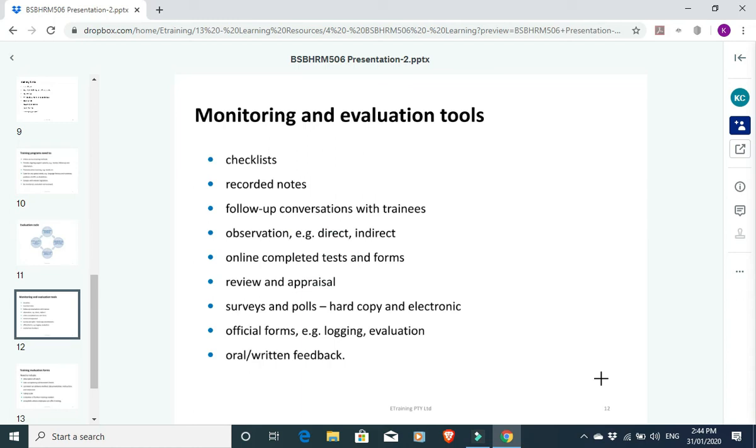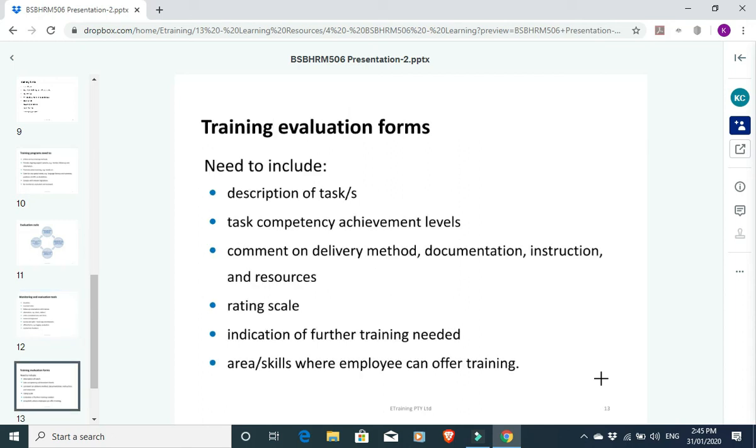So how do you monitor this? You've got to have checklists, recorded notes, follow-up conversations, observation charts, observation scenarios, reviews and appraisals, surveys from learners, and official forms, logging, evaluation. Feedback can be oral or written, and these days most feedback is given online. Evaluation forms are found in most training organizations and in most intranets, and you can go online and evaluate the trainer or evaluate the training itself, the design.